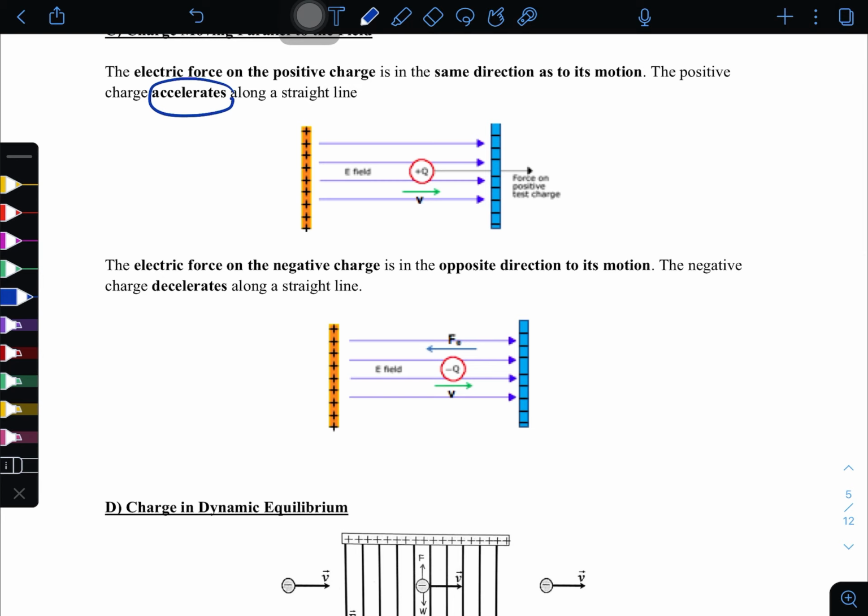Okay, the electric force on the negative charge is in the opposite direction to its motion. Negative charge decelerate. Okay, so saya ada negative charge, saya bagi initial velocity dekat dia. Adakah dia akan attracted to negative plate? Tidak. So that's why dia bergerak, tetapi dia decelerate. Negatif dengan negatif dia tak akan attract, but it has initial velocity here. Dan dia akan decelerate sebab dia same charge. This one positive and negative, so dia accelerate. This one negative and negative, so dia akan repel, tetapi dia ada initial velocity, so dia akan bergerak, tetapi semakin lama semakin perlahan.